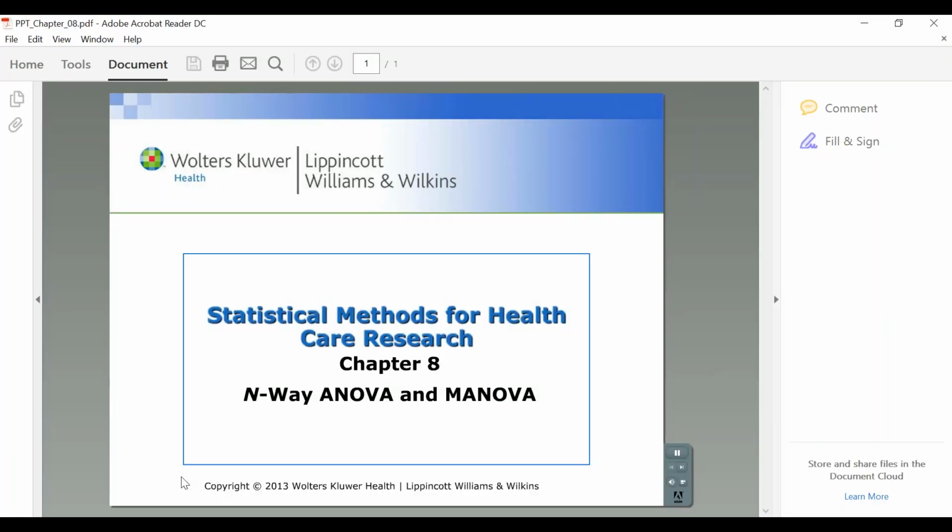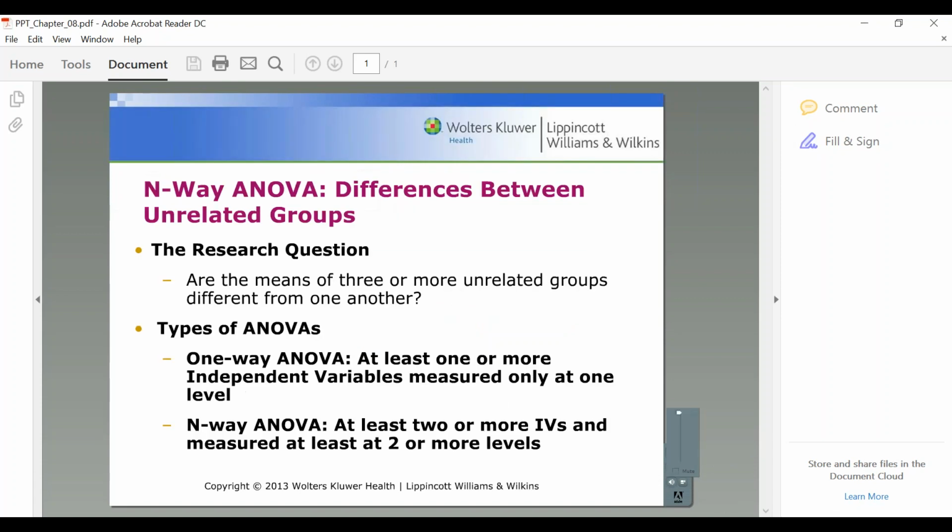We're going to be talking about the extension of the one-way Anova and the Manova. And what this is, if you'll notice, is that the general idea of the Anova, the analysis of variance, doesn't change. We're still looking at the mean differences between three or more unrelated groups.